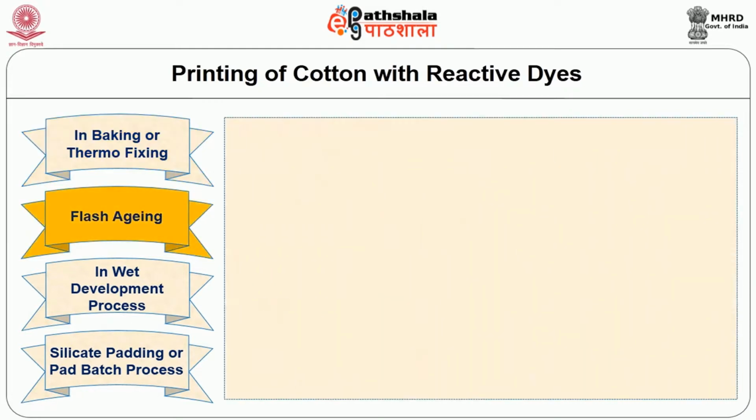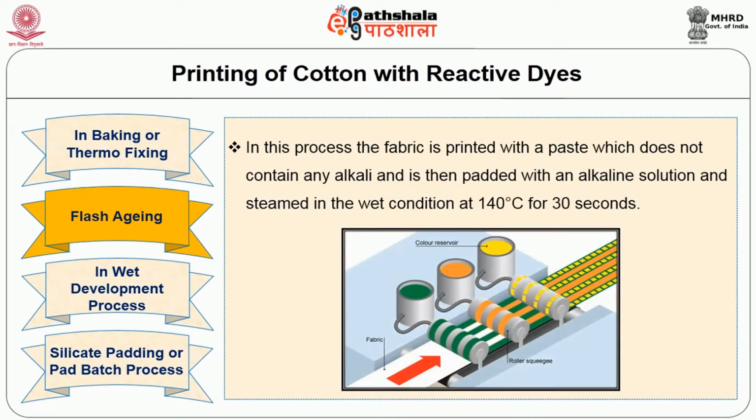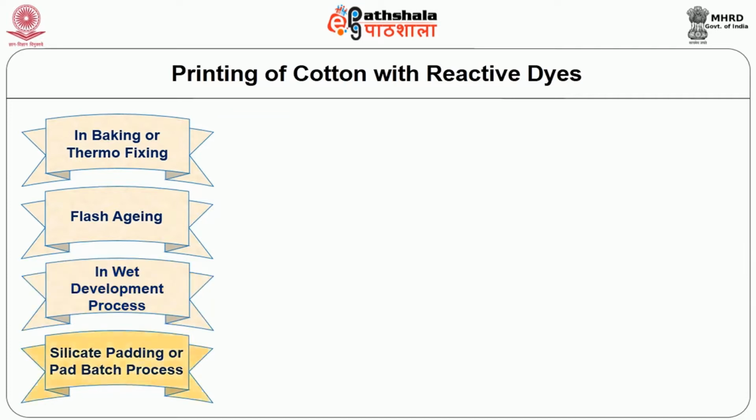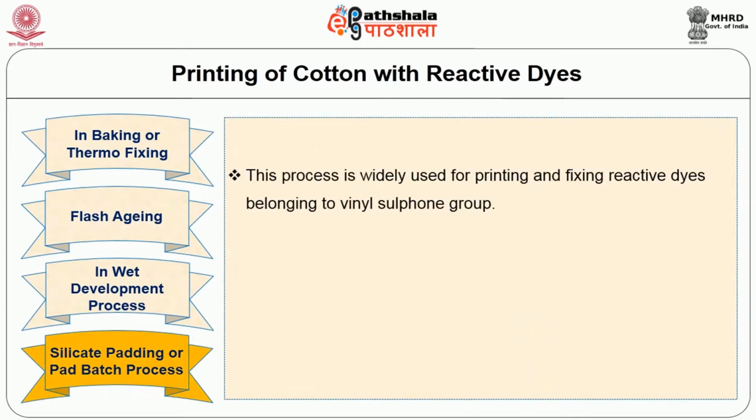Flash aging. In this process, the fabric is printed with a paste which does not contain any alkali and is then padded with an alkaline solution and steamed in the wet condition at 140 degrees centigrade for 30 seconds. In the wet development process, the process is similar to the flash aging process except that the fabric after printing is passed through a hot alkaline solution at 95 to 98 degrees centigrade for 15 seconds and is not subjected to steaming.